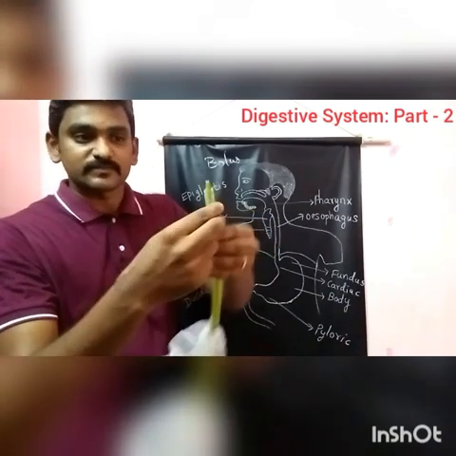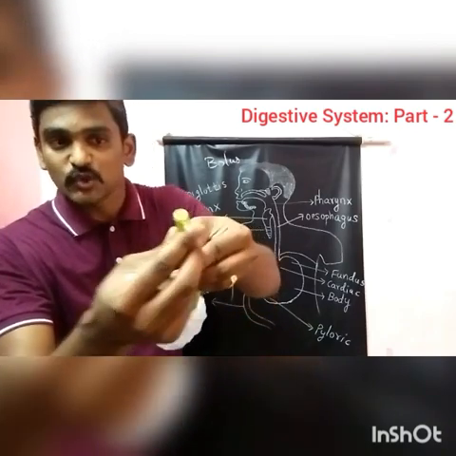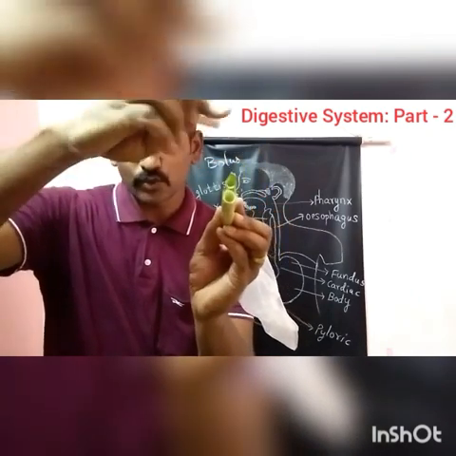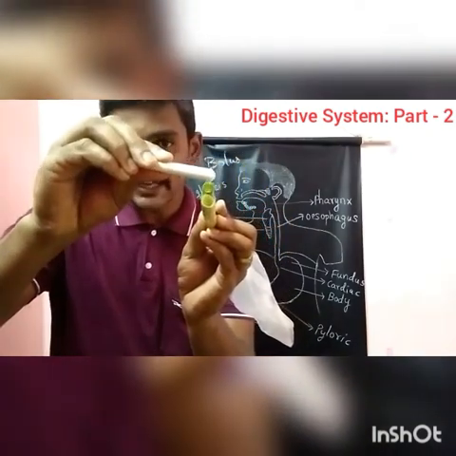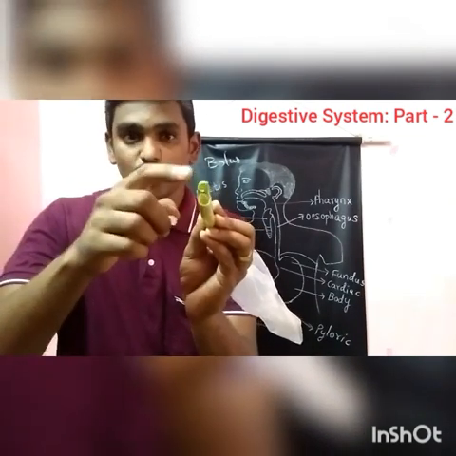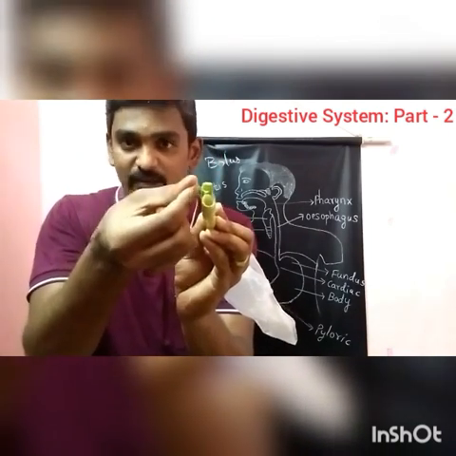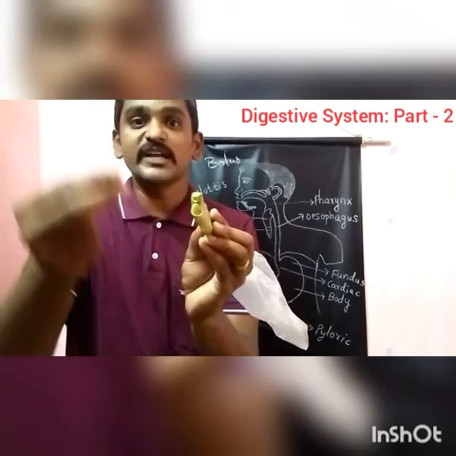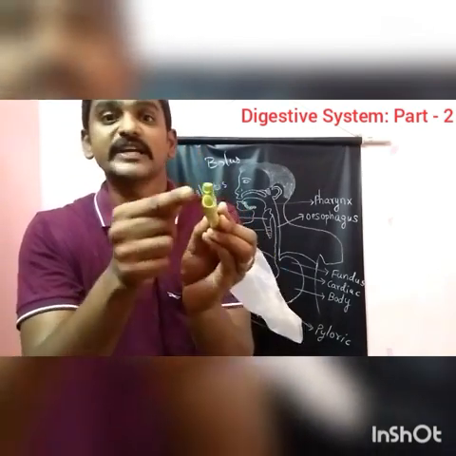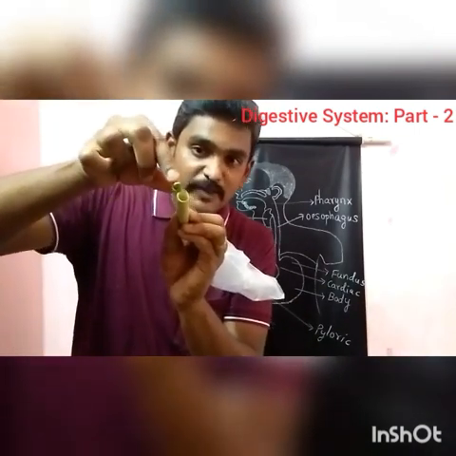So what happens when you are taking food? The food will be entering this way. Clearly see here, the mouth is here. The food is coming through this way, going and hitting here. This will close the opening here, the trachea opening. So the air will not go here. Only the food particles will go inside the esophagus, not into the trachea. You can clearly see that whenever the food comes and touches here, it closes.